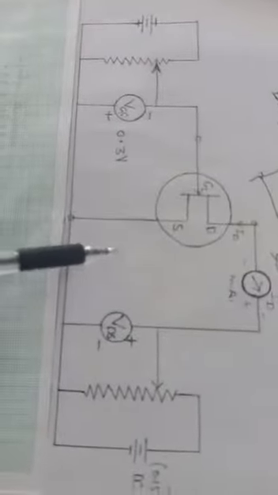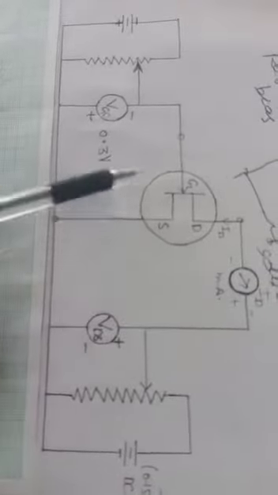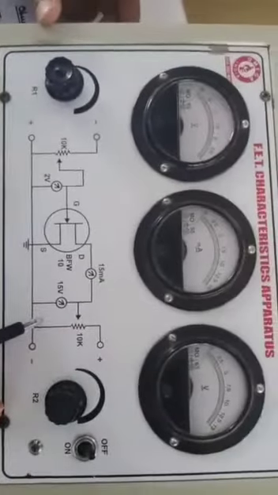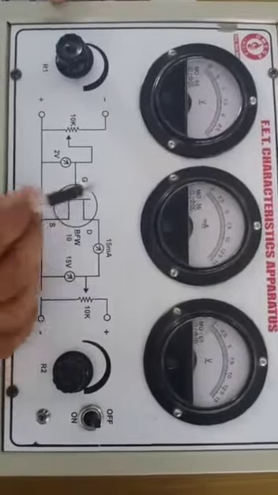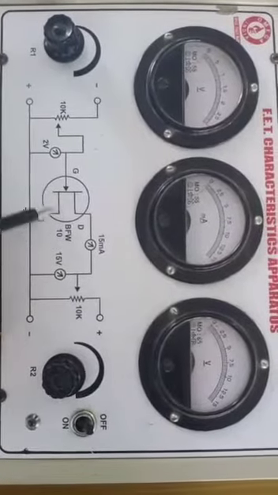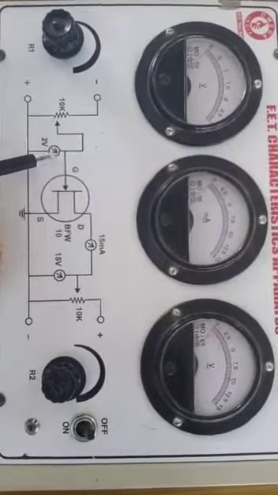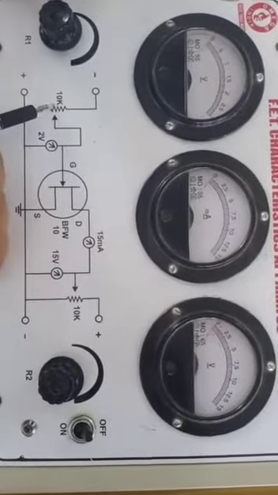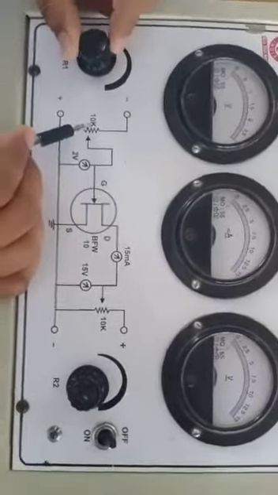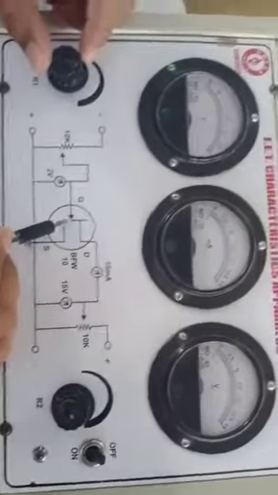This is the circuit diagram of the field effect transistor, which is also designed on the board, the FET board. This is the gate connected to the negative terminal. This is the variable resistance, which changes the voltage applied to the gate.